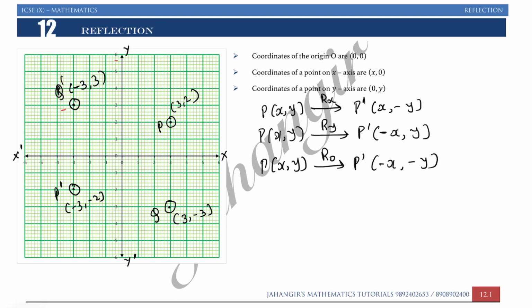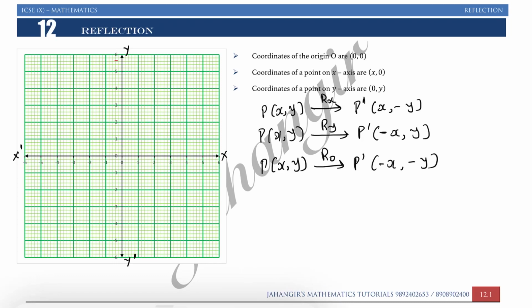So a point when reflected in the x-axis, its y coordinate will change sign. A point when reflected in the y-axis, its x coordinate will change sign. But when a point is reflected in the origin, which means the center, both coordinates will change sign.